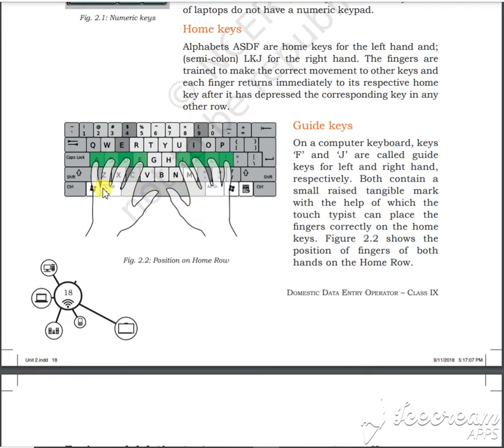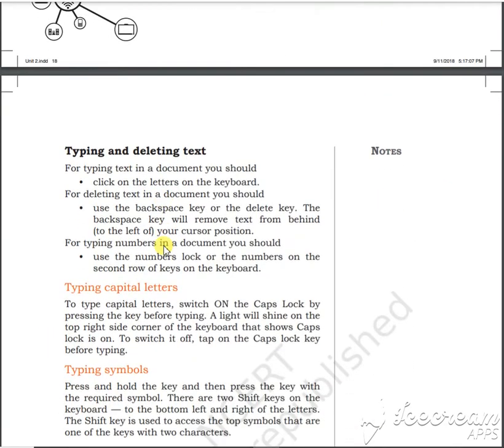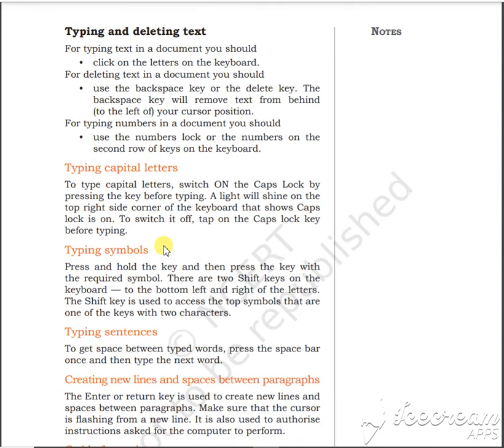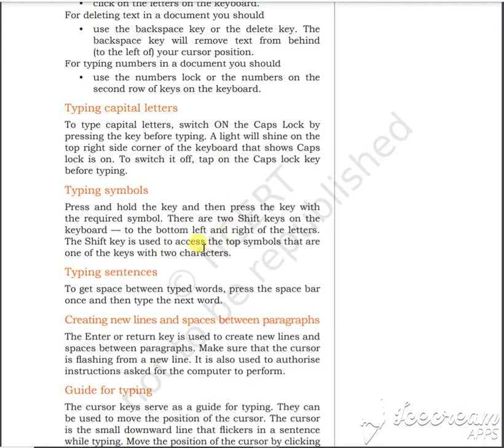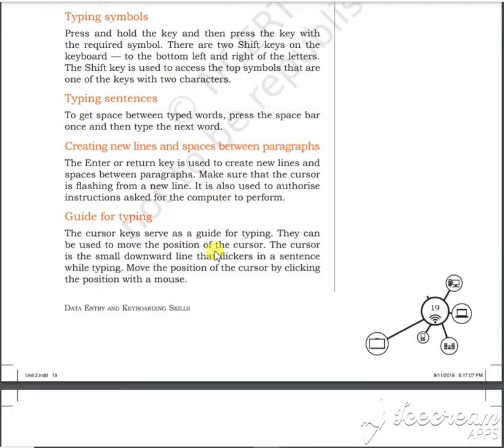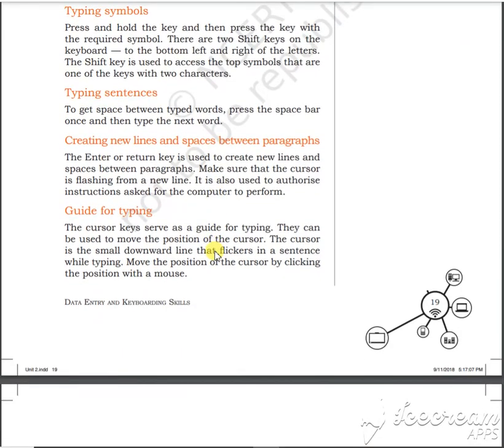Yes, student, as I have shown you how you are going to place your finger. Now, after you place the finger, what are you going to do? Typing the capital letter: first, you turn on the caps lock, and after turning on the caps lock, you will type the capital letter. Then type the symbols. Different patterns of symbols are there. Then typing the sentence, you will start after that.